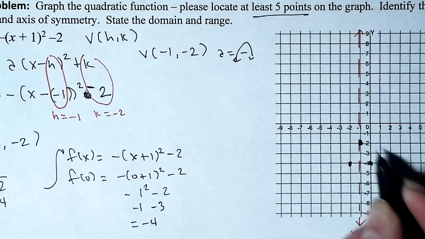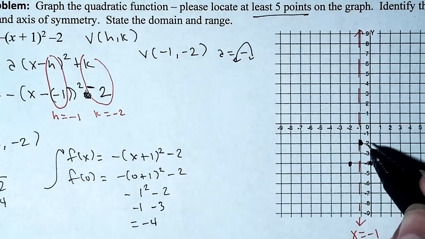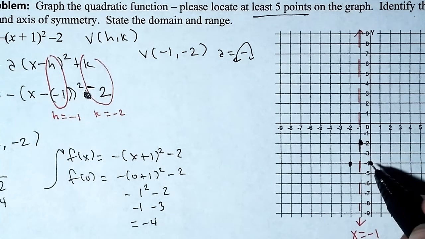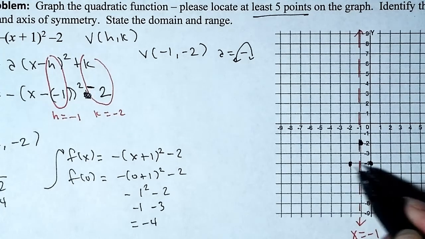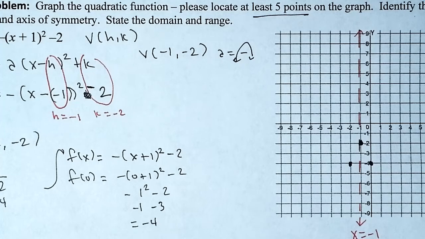Just like that, we have 3 points. The first one comes from the vertex, the second one came from the math, and the third one came from the reflection about the axis of symmetry. So we need 2 more. Pick any x value. I'm going to pick 1 because I like 1. Okay.